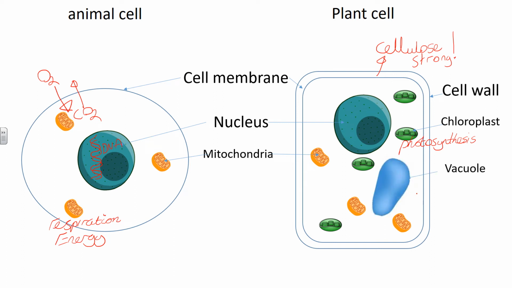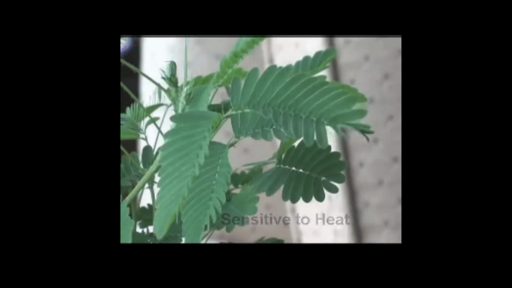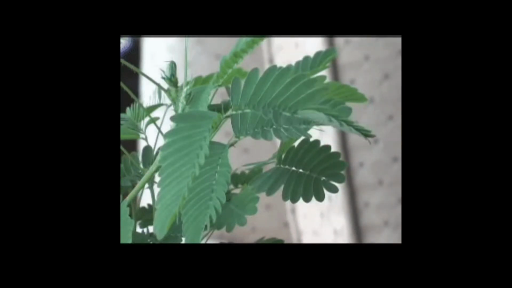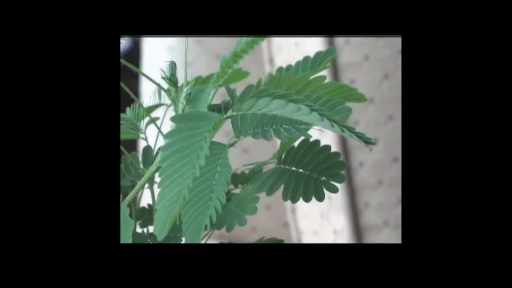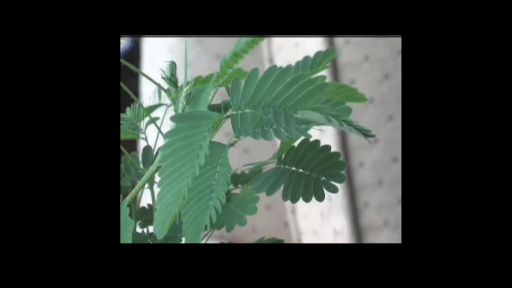Plant cells also have a cell vacuole, sometimes found in animal cells, but we generally associate these with plants. They contain cell sap that helps to give a plant structural support. Here you can see a mimosa plant that is closing up its leaves. This is because water is rapidly moving out of its cell vacuole and then it makes the leaves shut tight.